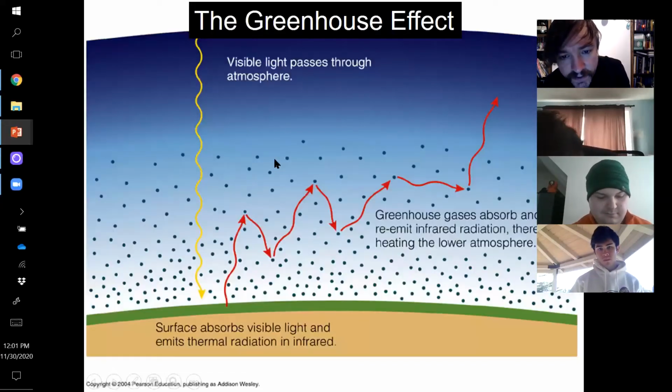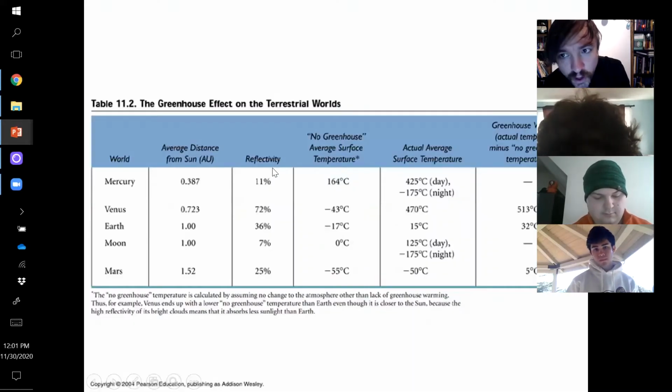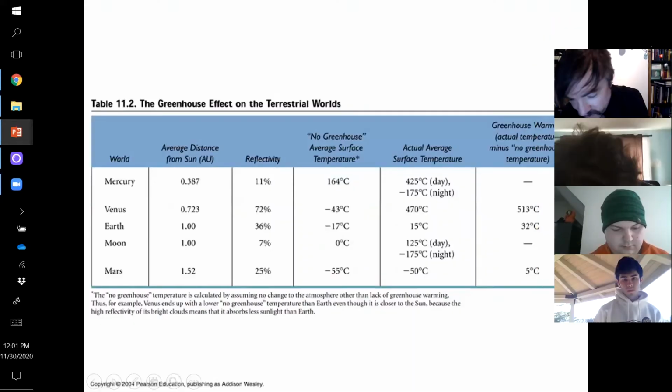Water's a greenhouse gas. What percentage of our atmosphere does water make up? Anyone remember? 0.4%. Yeah, like 0.5%. How about CO2, Noah? 0.04%. Yeah, 0.04%. And why am I reminding the class about that? Because I want to show you a picture from your book that nobody reads. It's a picture of how the surface temperatures of the planets are today versus what they would be without their greenhouse gases.